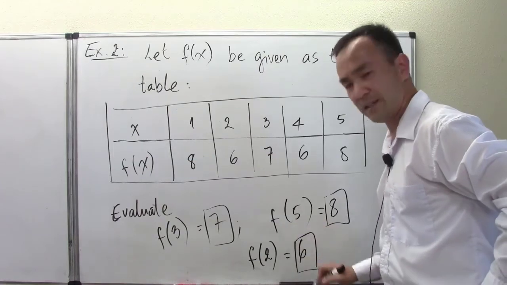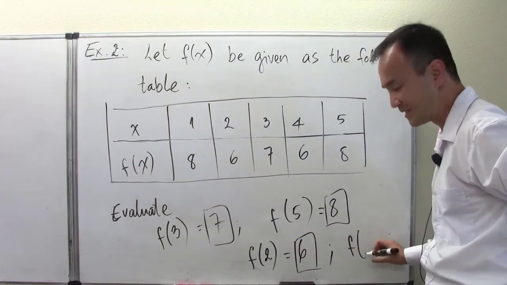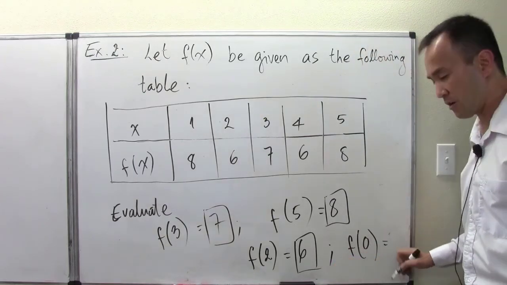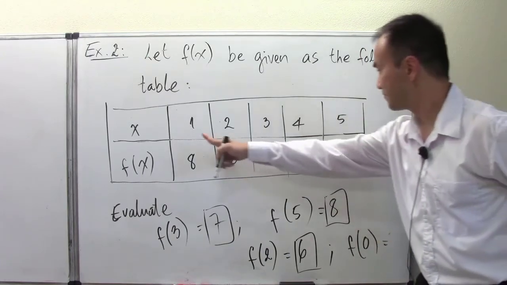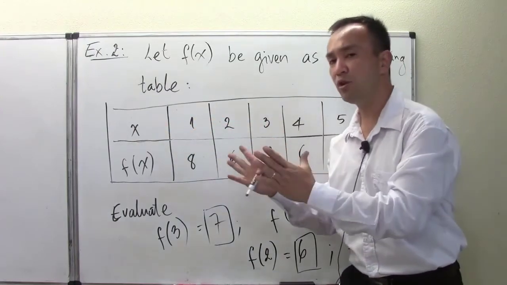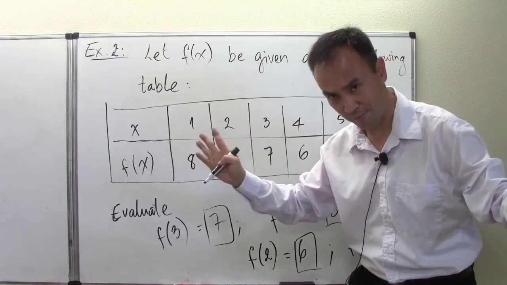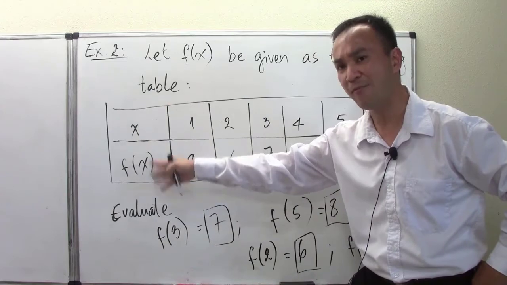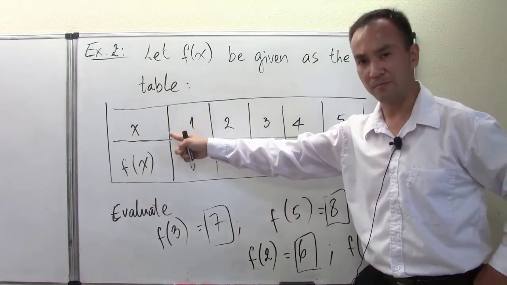Okay, so how about another one? F of 0 equals, okay, so in this case right here, what do I have? F of 0 equals, do we have a 0 here among the inputs? Among the input values being listed in this table, we don't have one. We don't have one listed for x equals 0. So consequently, we don't have a value corresponding to x equals 0.